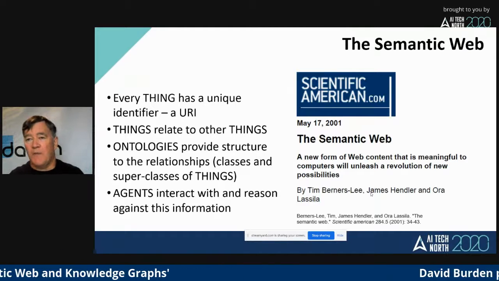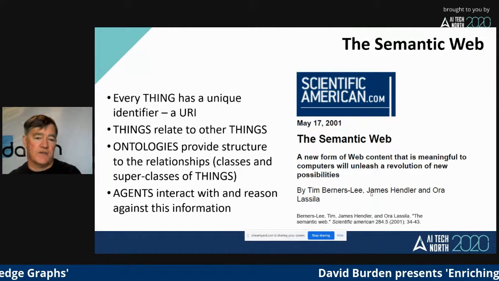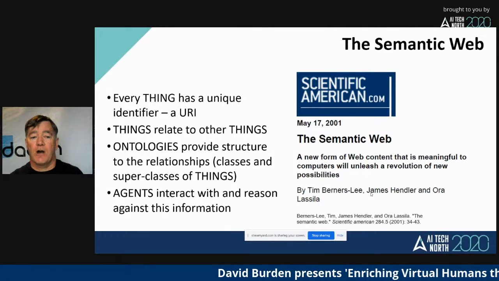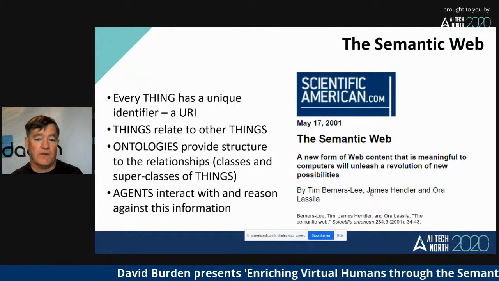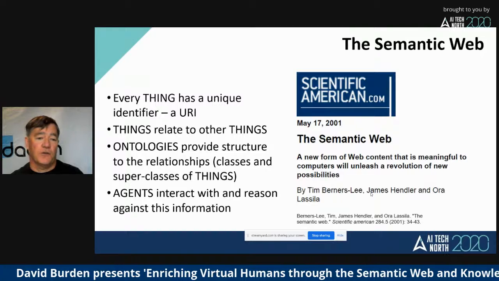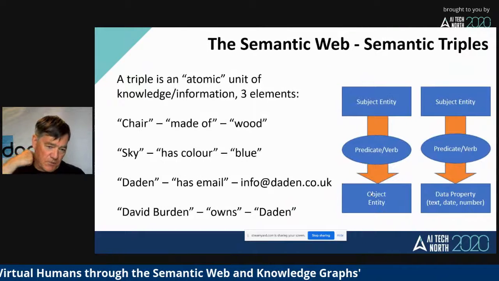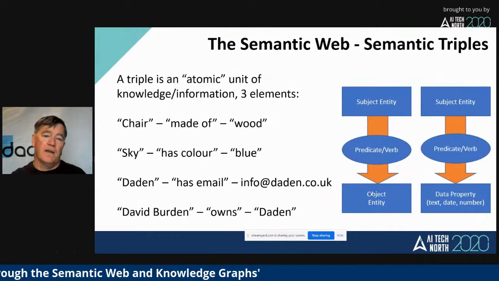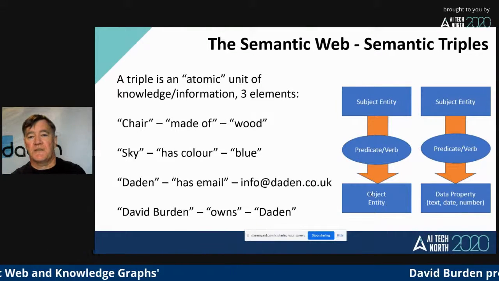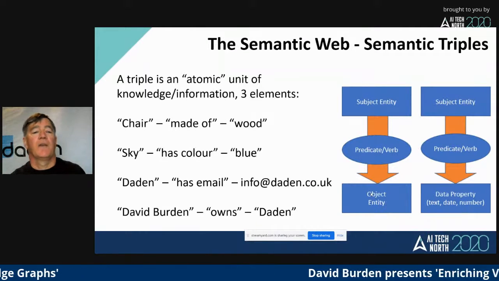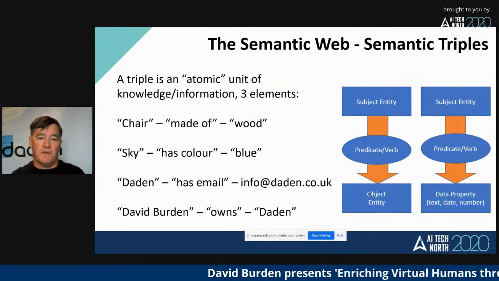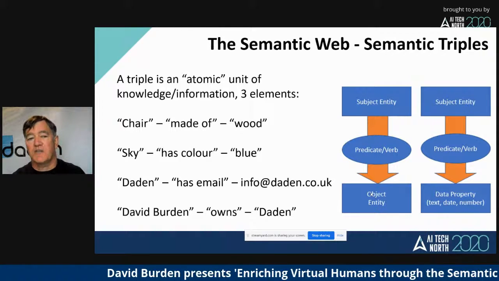So we're not talking about a web that consists of web pages. We're talking about a graph or a network that consists of things that exist, or things that you might want to talk about or reason about. And just to explain that quite simply, at the heart of the semantic web is this idea of a semantic triple, which is basically the atomic unit of knowledge or information.